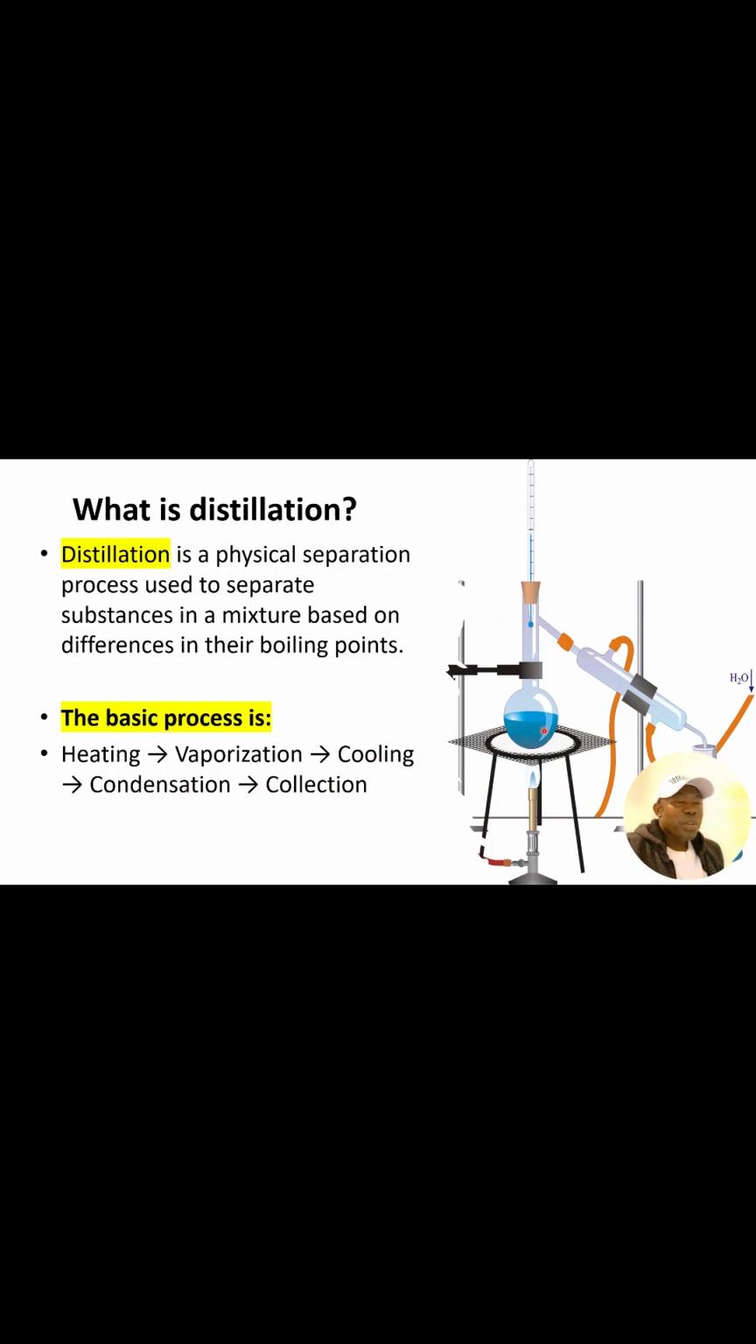So this is what happens: the liquid boils, it comes here, and it cools. The temperature here will give you the boiling point. Then it passes the condenser, and we get it collected here. So these are examples.